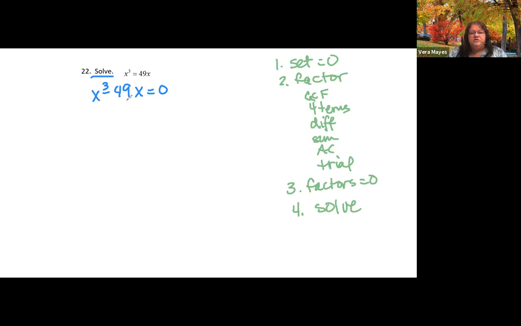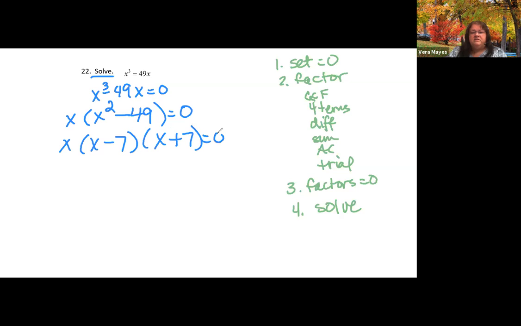So I look at this, do you have a GCF? Well, yes, they both have some x's. It leaves me behind x squared and a 49. And then I look, okay, you don't have 4 terms, but you are a difference of 2 squares. So x minus 7, x plus 7 will give us the x squared and the 49. Okay, so step 2 didn't take me too long. Step 3 now says all my factors equal to 0.